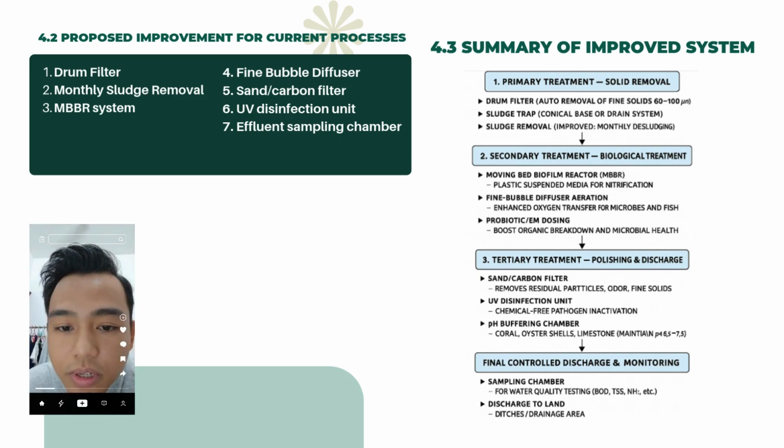Next one is 4.3, summary of the improved system. So this is how the treatment looks after we implement the improvement. First one is the primary treatment using a drum filter for auto removal. Next is a sludge trap using a conical base. That is sludge removal. We improve it for monthly desludging.